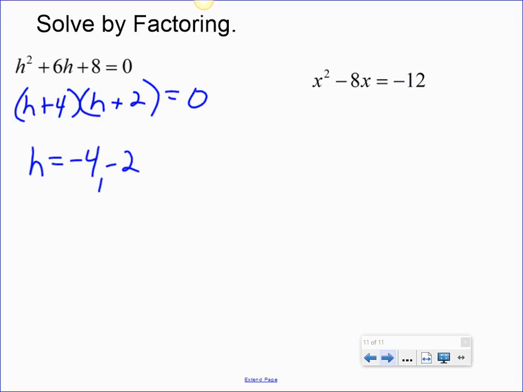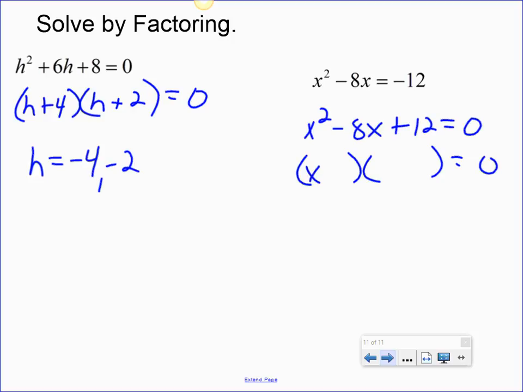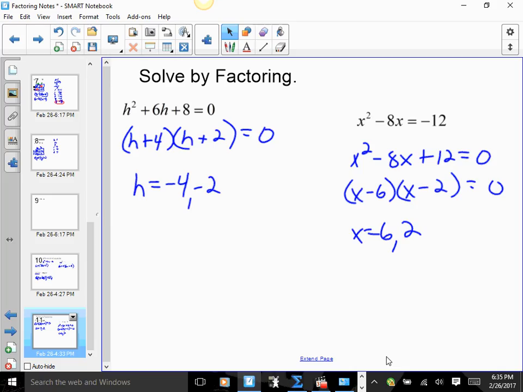On this one, first thing we'd do would bring the 12 back over, so I'd have an x squared minus 8x plus a 12 equals 0. If I factor that now, I know I'd have an x minus a 6 and x minus a 2. And then the zero product property would tell me that I'd have an x equal to 6 and an x equal to a 2. And again, hopefully I didn't rush too much. Hopefully that all made sense to you. And that one takes care of the second video on factoring.